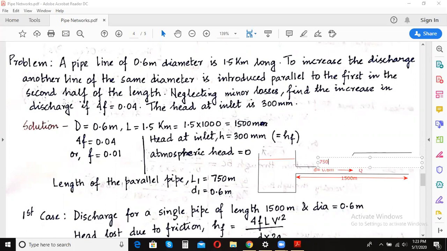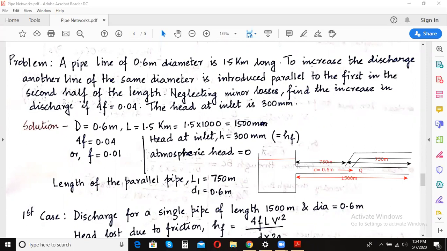750 meters. So from here till here it is 750 meters, and for the rest of the pipe, from here till here it is 750 meters, and from here again it is 750 meters. Understood? Now what is the diameter of the pipe? The diameter of the parallel pipe is the same. Okay, this one is 750 meters.